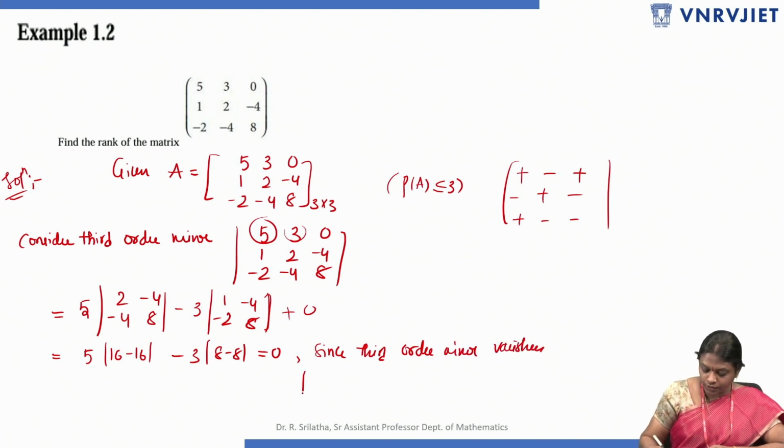It vanishes means the rank of A should be not equal to 3. That means you need to consider, since we got this third order minor equal to 0, the rank of A is not equal to 3. Now consider the second order minor.